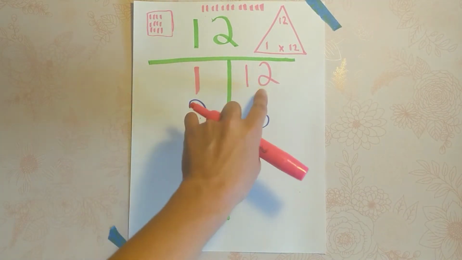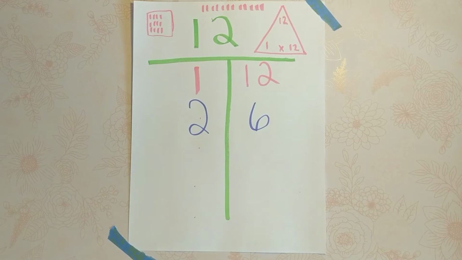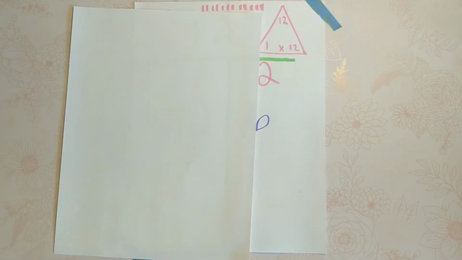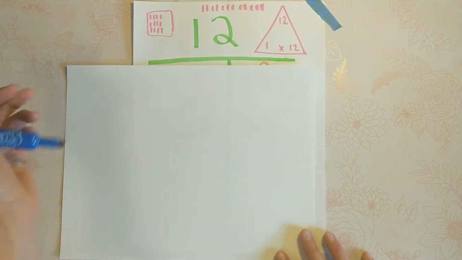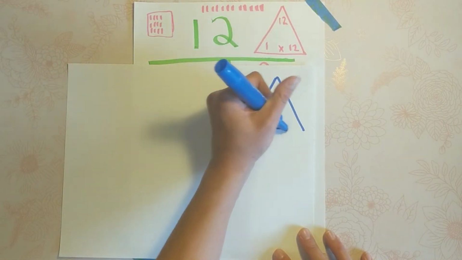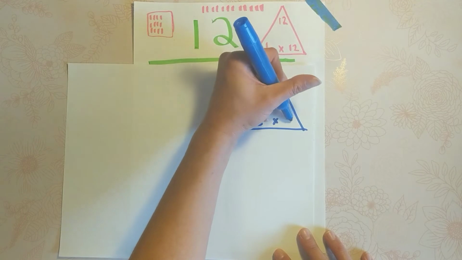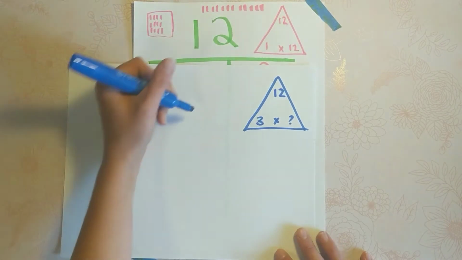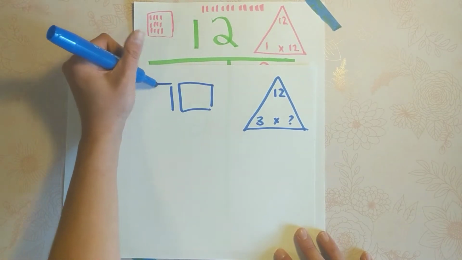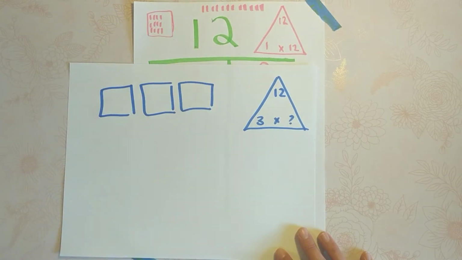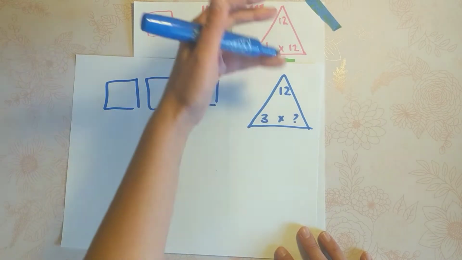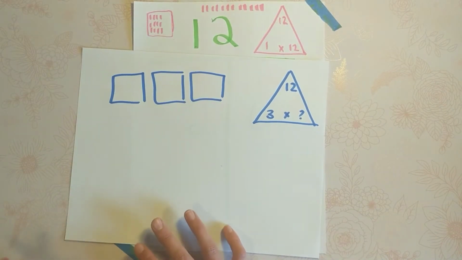All right, so we have 1 and 12 and 2 and 6. Now, the thing about finding factors is you just have to keep going. So we have to try our 3 now and see if 3 is a factor of 12. So same process. We are trying to figure out, can you do 3 times something to get to 12? If you make 3 groups, can you have an equal number in each to get to 12? If you skip count your 3's, will you hit 12? So let's try it.